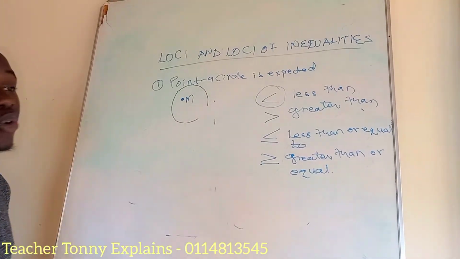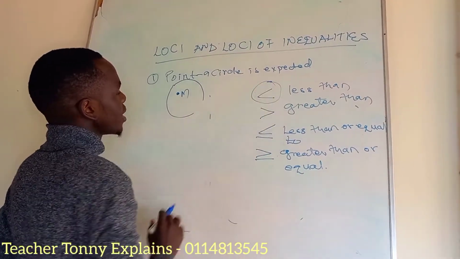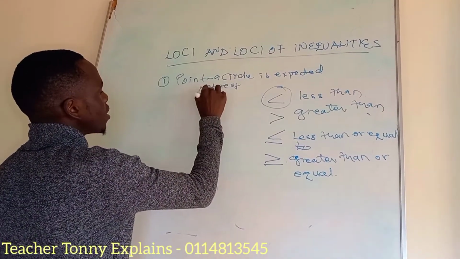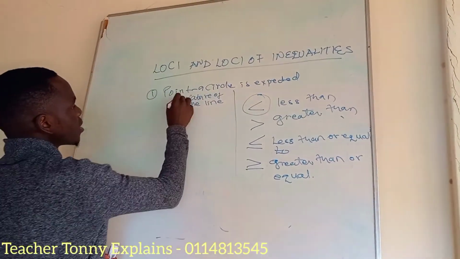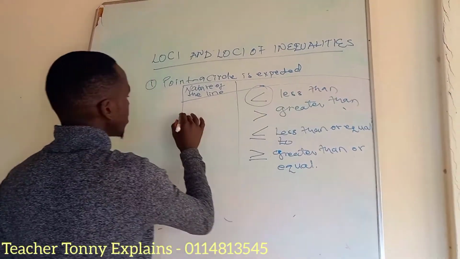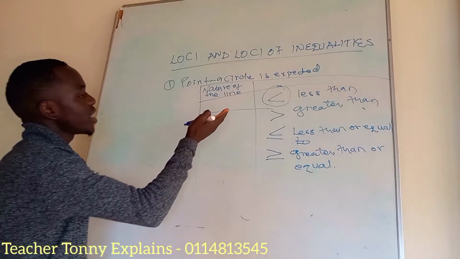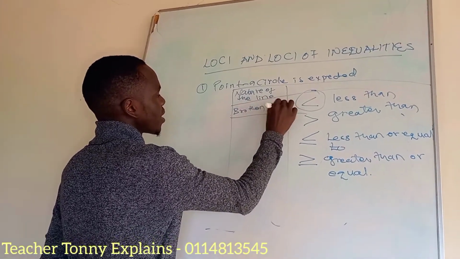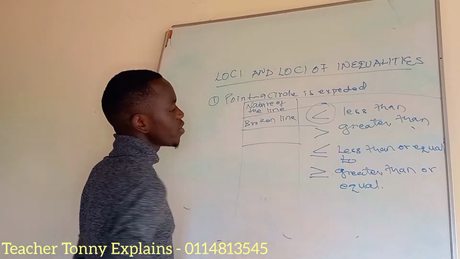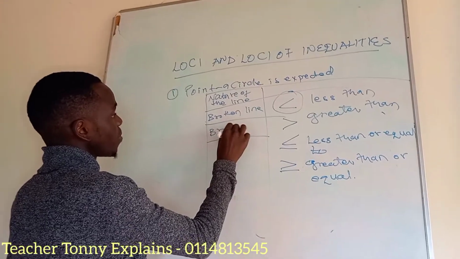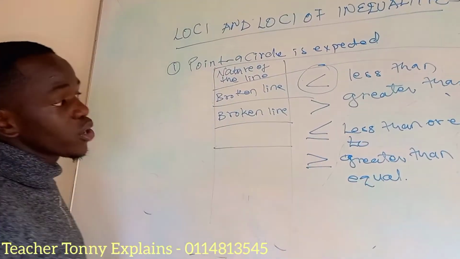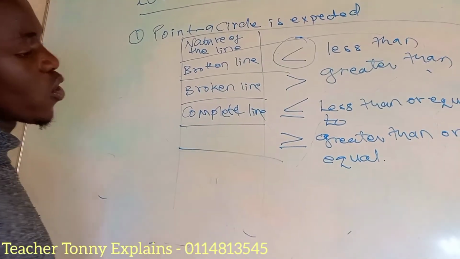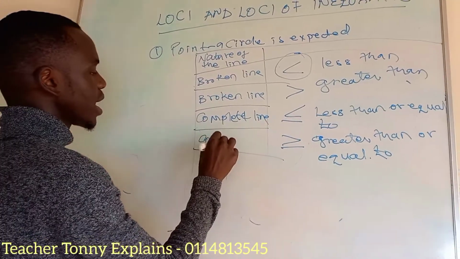So when you have been given the less than sign, what are we expected to draw in your graph? When you're given these signs, there is something we call the nature of the line. So for example, you have been given the less than sign. What is the nature of the line? We are expected to have a broken line. When you are given a greater than sign, when you present your information on a graph, we have a broken line also. When you have got less than or equal to, we have a complete line. When you have got greater than or equal to, we have a complete line also.